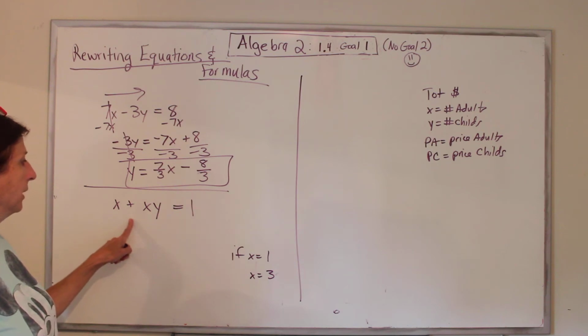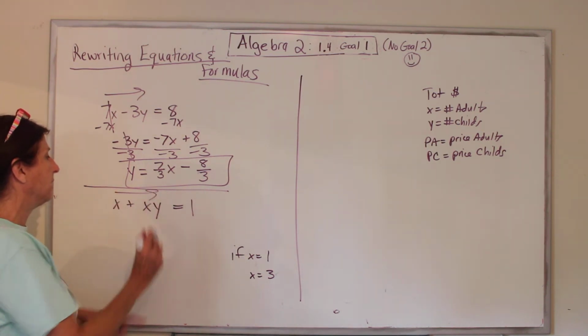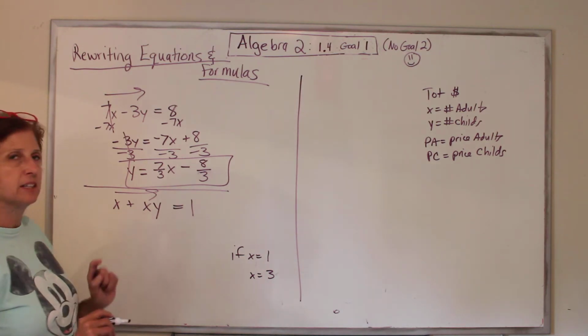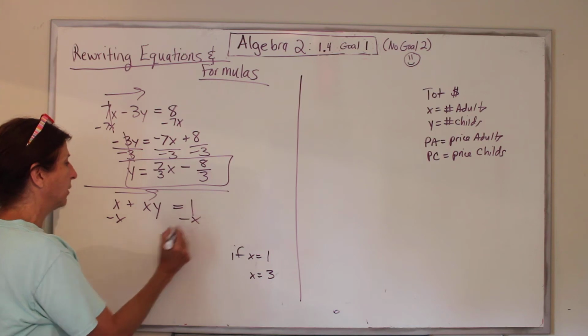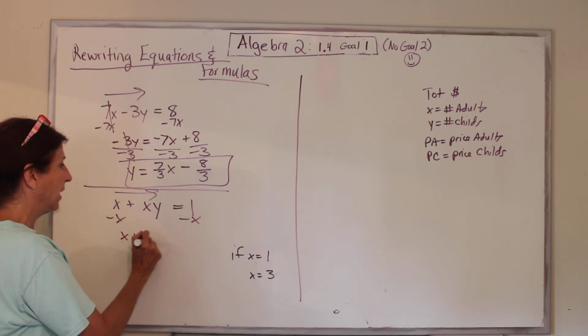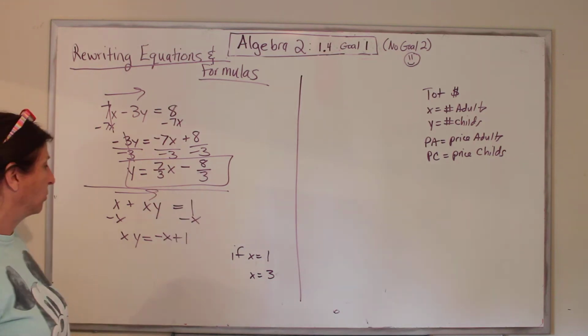Alright, how about this one? This is a mess. Doesn't matter. We can still do it. Why is y not alone? It's got a plus x and times x. We're getting rid of plus x first. So we minus x by both sides. So we get xy equals negative x plus 1. By tradition, x is before 1's.